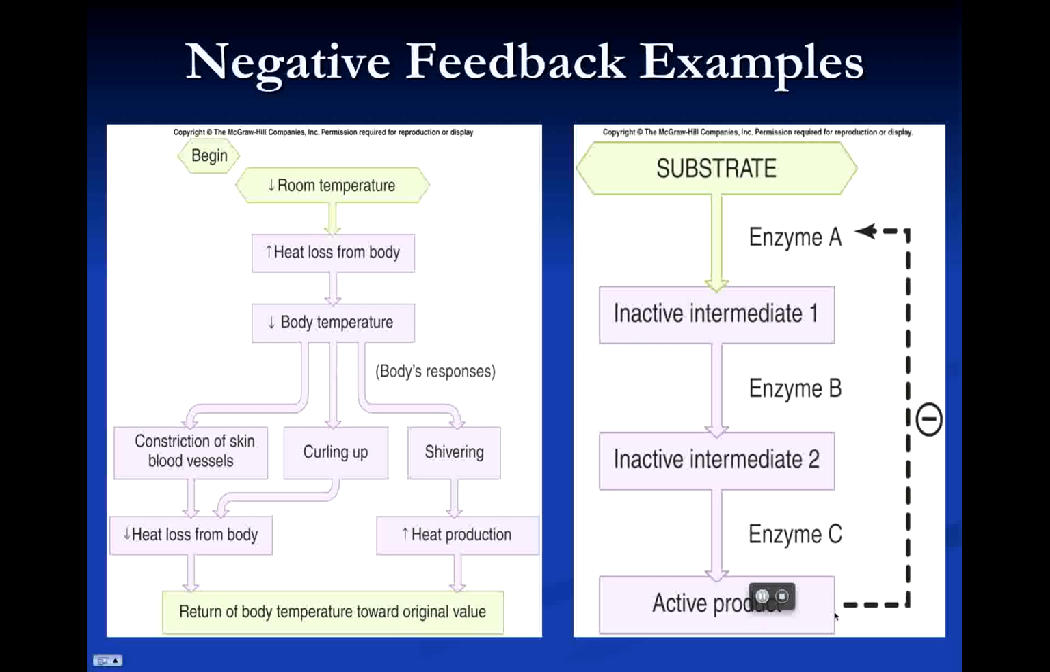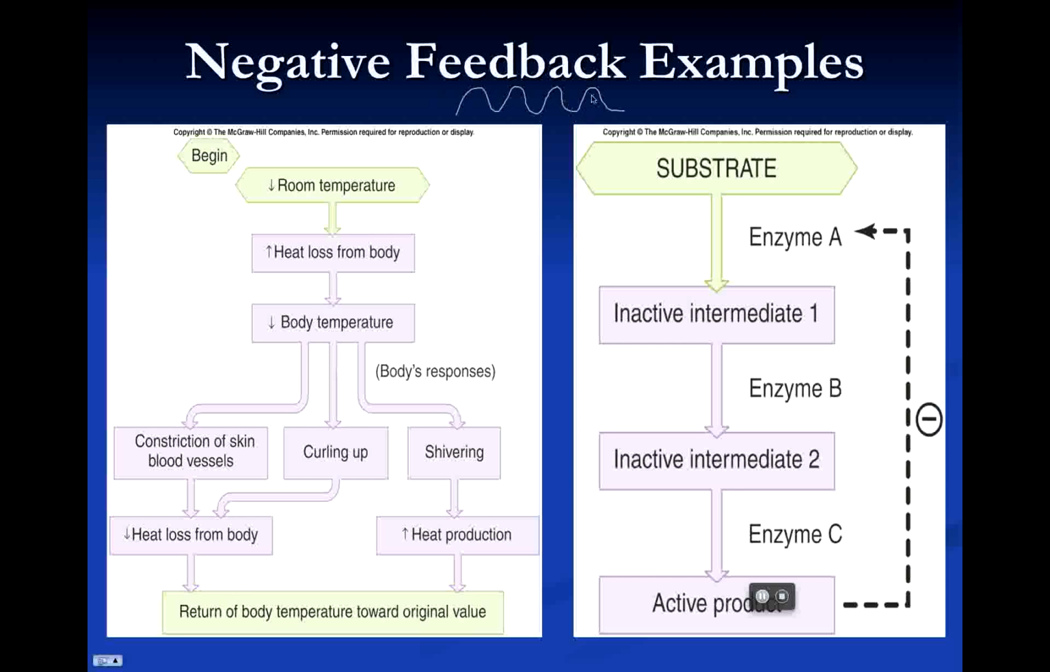The example on the right-hand side of the screen is a molecular example. We have a substrate, which is a starting material. Okay, the substrate runs into enzyme A, which converts the substrate into inactive intermediate 1. Inactive intermediate 1 runs into enzyme B, which converts it to inactive intermediate 2, which runs into enzyme C, and enzyme C finally makes it into an active product that your body can actually use. Now, as active product is produced, it will come back, and that's the minus sign, it will come back and negatively affect enzyme A, thereby shutting this whole pathway down.